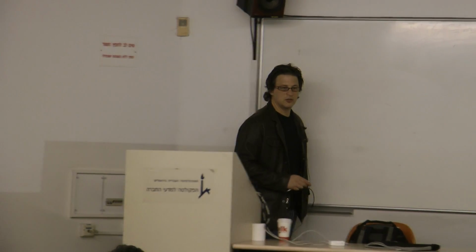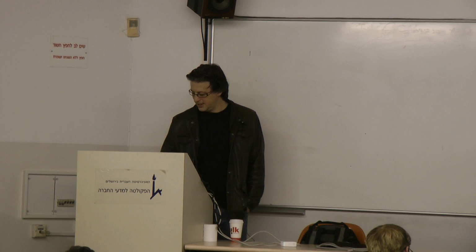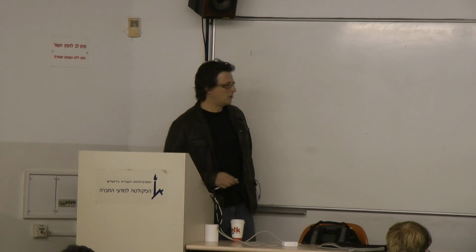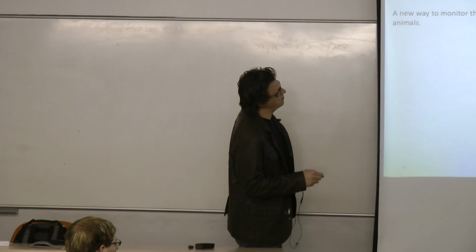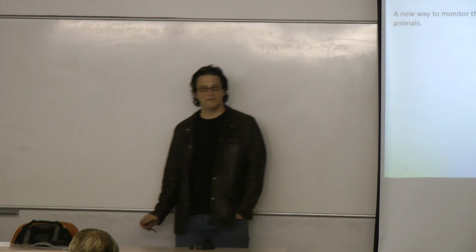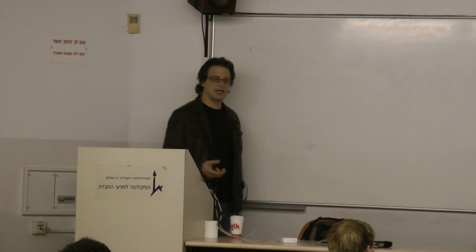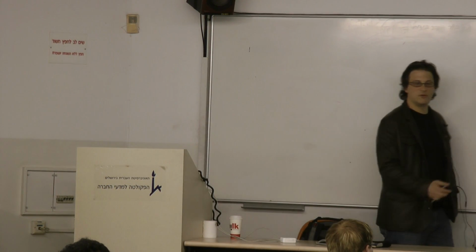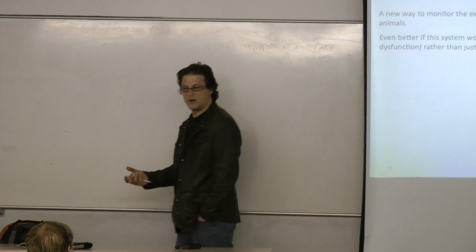Okay, I have 10 more minutes. So what do we need in order to perform an enhancer suppressor screening for modifiers of neurodegeneration in the brain? We need to develop a new way to monitor the extent of neuronal survival or death from intact animals. And it will be much better if we can have a system that, more than telling you that the neurons are dead, tells you if the neurons are working properly, okay?